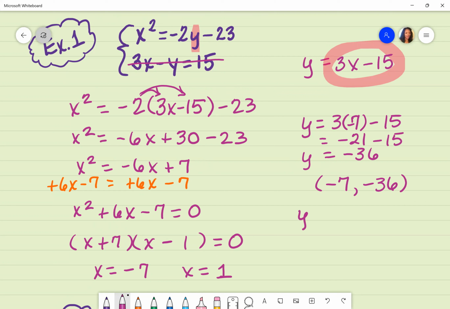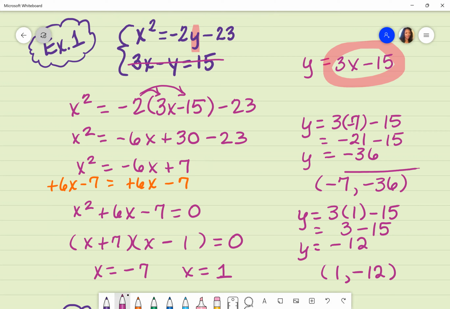In the other case, y is going to equal 3 times, well, this time we're going to use x is 1, still subtracting it from 15 because we're still using this system. Y simplified is going to be 3 times 1, which is 3, minus 15. Y is -12. So when x is 1, y is -12. So these are my two answers for this particular system.